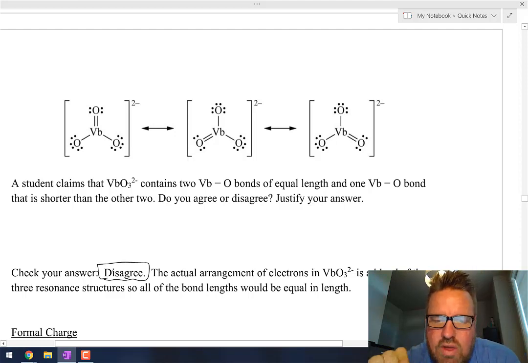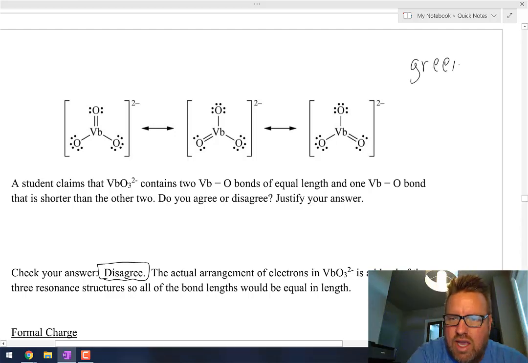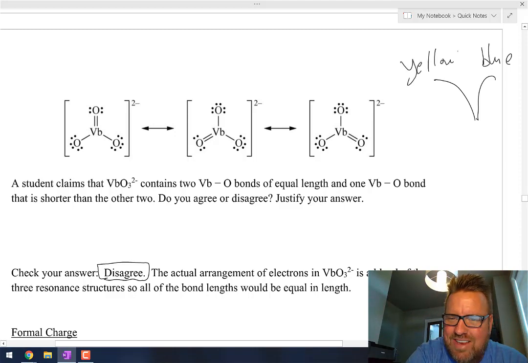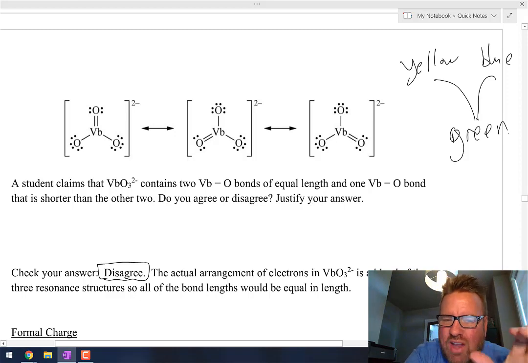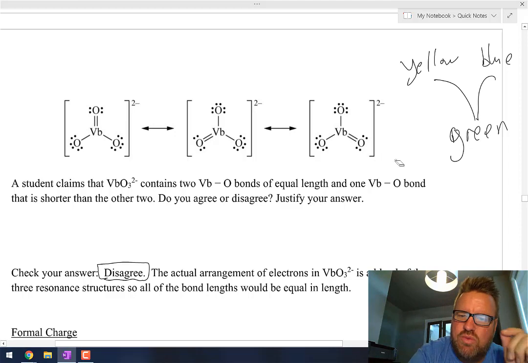Okay, and we disagree with that because when you have resonance structures, it's not a double bond and 2 single bonds. In regular chemistry, I think I talk about how it's like you have yellow paint and blue paint. Those are the 2 resonance structures. Okay, but what do you actually have? What does the real molecule look like? It looks like, combine those together, green paint. Okay, so there is no real correct way to draw this VbO3 2-, and that's why we use resonance structures.